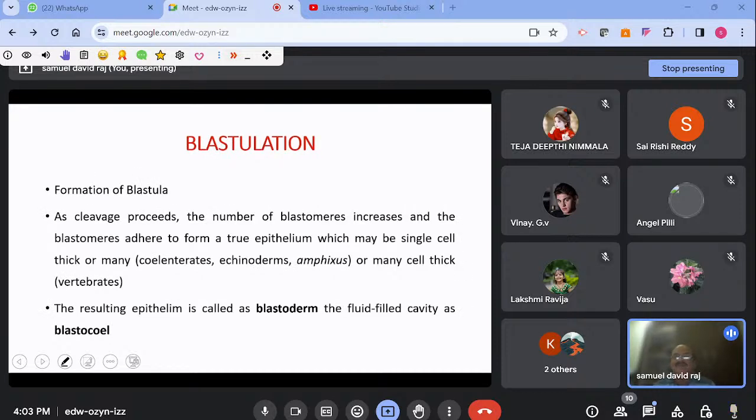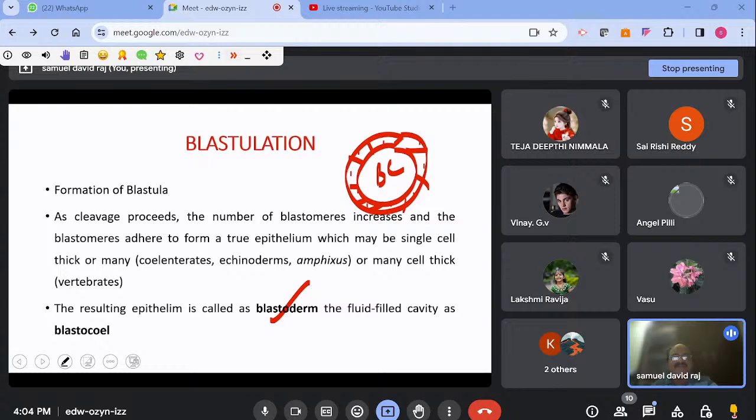And from morula, the blastula is formed. The formation of blastula from morula is called blastulation. So, as the cleavage proceeds, the number of blastomeres gradually increases, and they adhere to each other. They adhere to each other and form, first of all, a layer. They form into a layer, and this layer is called the blastoderm, leaving a space inside called blastocoel.